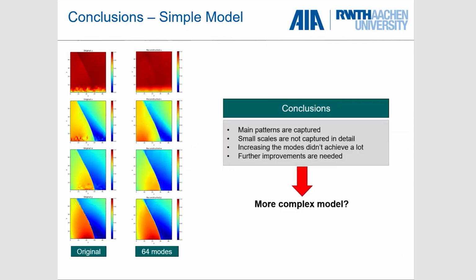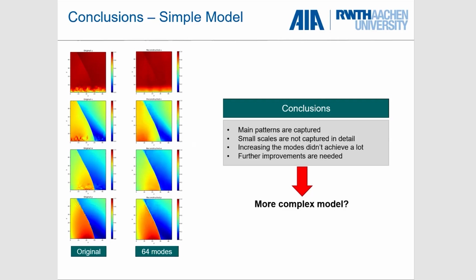So to give a quick conclusion on the simple model, here we have the original image with the 64 modes reconstructed image. And what we can see is that 64 modes is the best model, because as we increase the model complexity, its ability to reconstruct the image increases. In the 64 mode configuration, we can see that the main patterns are captured. However, the small scales are not exactly captured, and increasing the modes from 2 to 64 did not achieve as much as we would like, although there are some minor improvements.